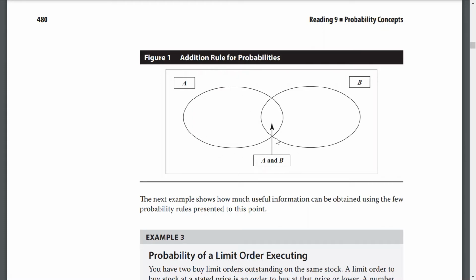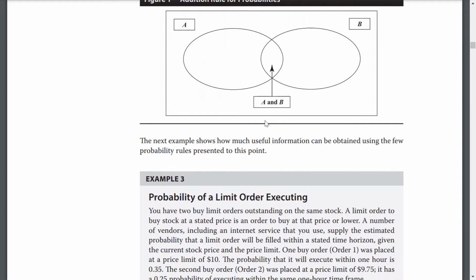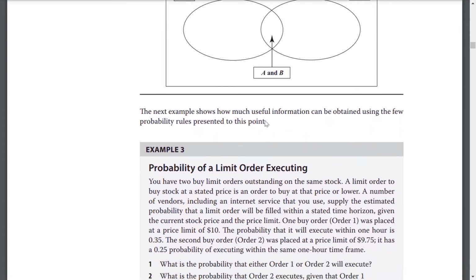The next example shows how much useful information can be obtained using the few probability rules presented at this point.